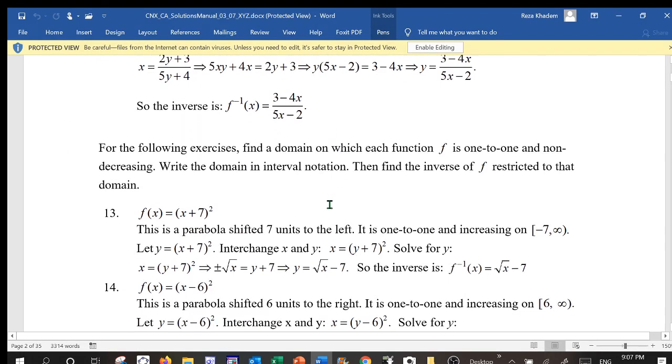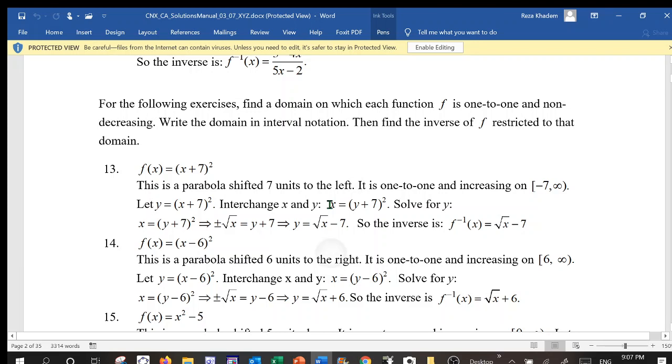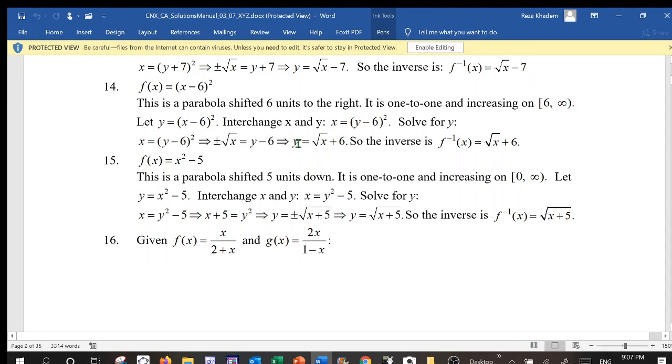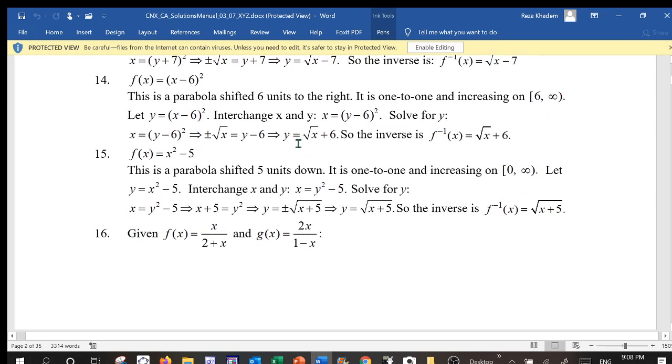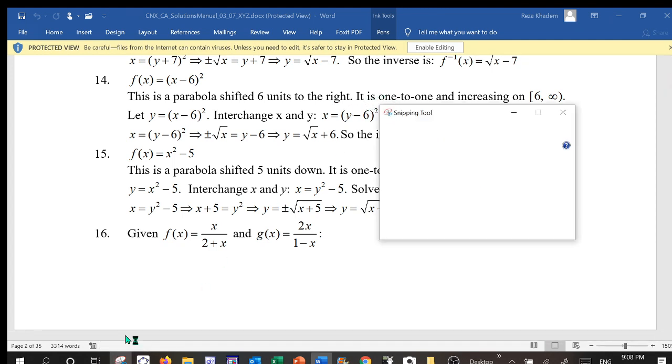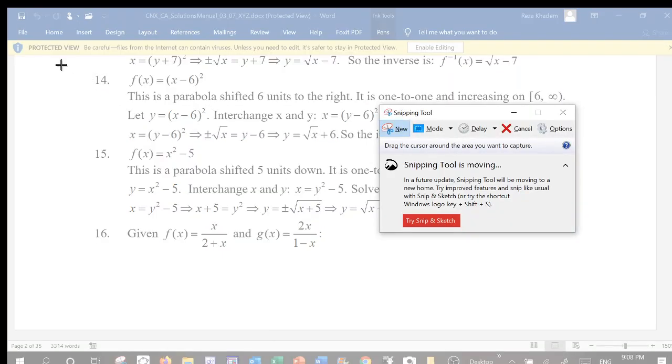Let's do number 14. In number 14 it says find the domain on which each function f is one-to-one and non-decreasing, and write the domain in interval notation, then find the inverse in the restricted domain. So I'm going to do this one right here.